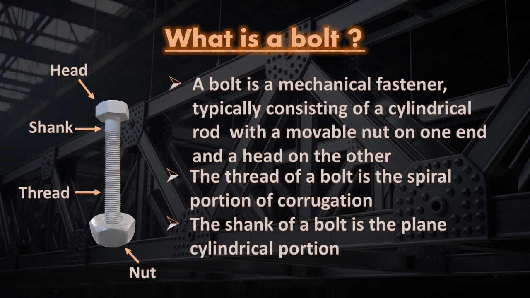What is a bolt? A bolt is a mechanical fastener, typically consisting of a cylindrical rod with a movable nut on one end and a head on the other. The thread of a bolt is the spiral portion of corrugation. The shank of a bolt is the plain cylindrical portion.